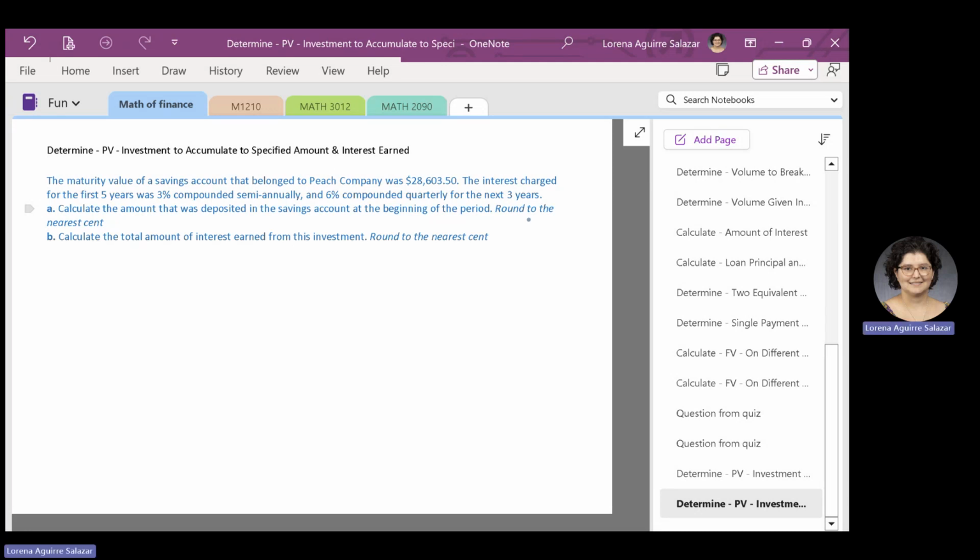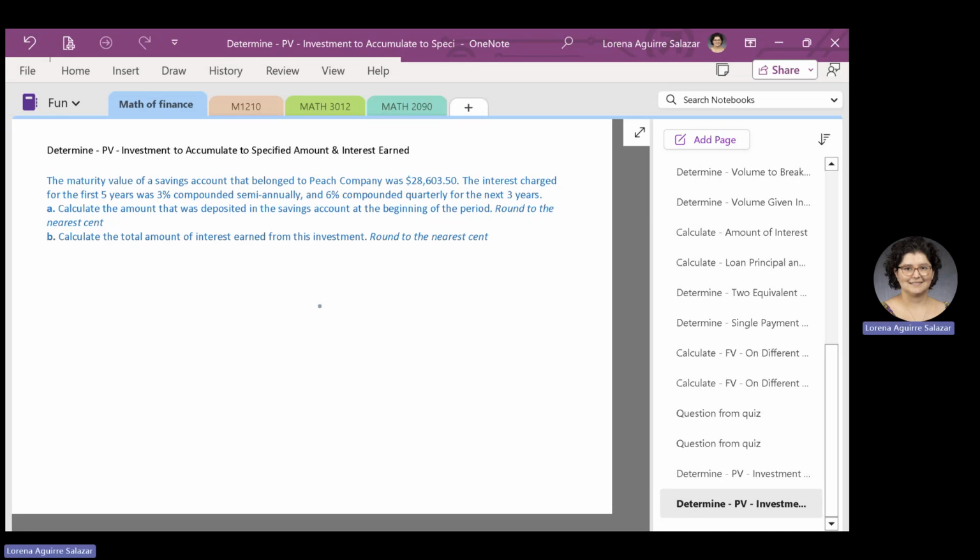First, we need to calculate the amount that was deposited in the savings account at the beginning of the period, and we need to round the answer to the nearest cent. And second, we need to calculate the total amount of interest earned from this investment, and we need to round the answer to the nearest cent.